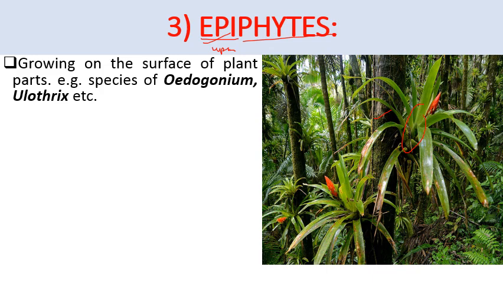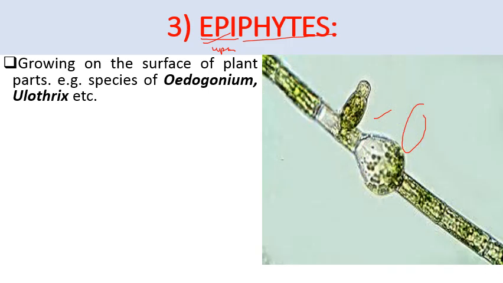So algae growing on the surface of plant parts. For example, we have species of Oedogonium and Ulothrix. This is the photograph showing Oedogonium. Oedos means swollen. Gonium is female structure. So it has a swollen female reproductive structure present. That is called Oedogonium. Then we have Ulothrix, that is again a filamentous algae.